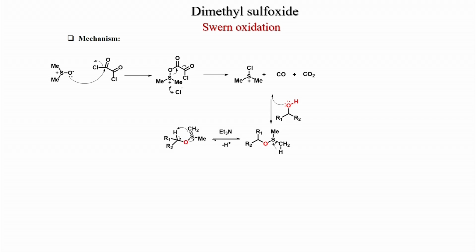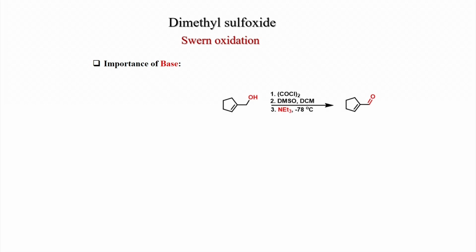can think that this proton might be more acidic. So, this deprotonates first, and this helps to deprotonate this CH proton, and after that the carbonyl compound will form and dimethyl sulfide will be a byproduct. In Swern oxidation, the base is important. So, base is very important in Swern oxidation.